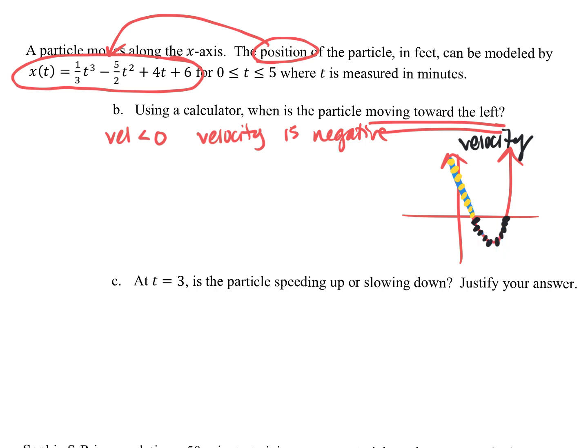What about when I go back up here? What are all these y values? These are all positive. So when the velocity is positive, meaning my particle would be moving to the right, would be anything up here. When is my particle moving to the left? You guys told me, when my velocity is negative. We're looking for these values.